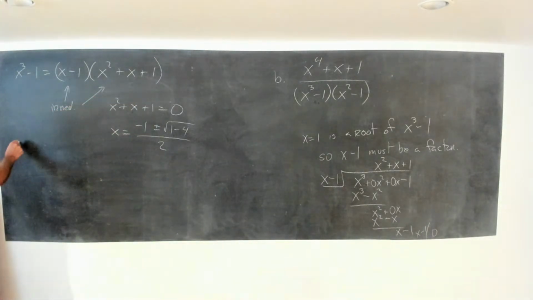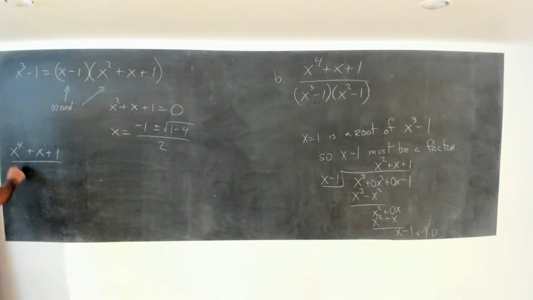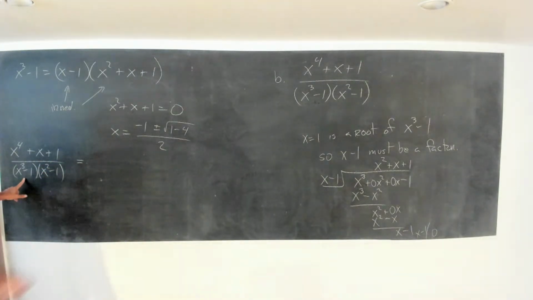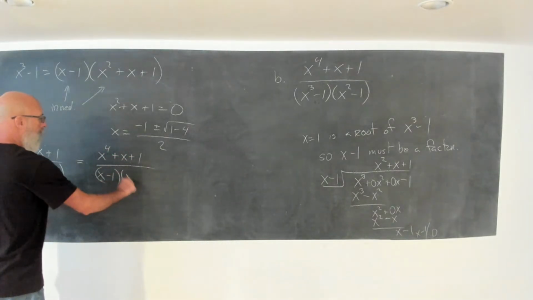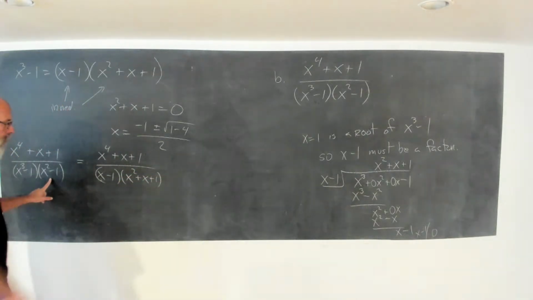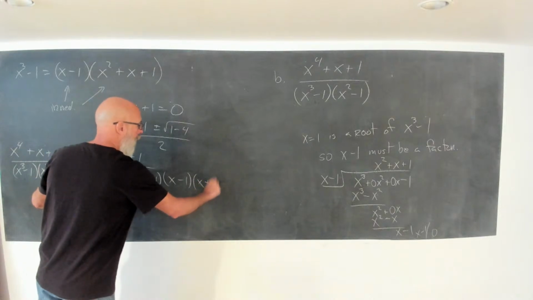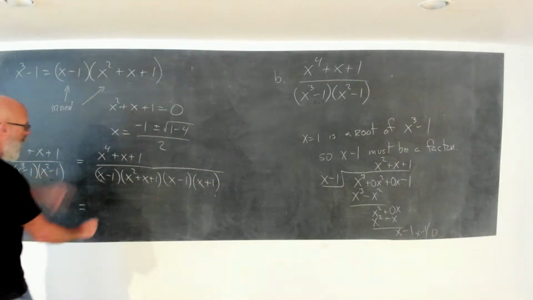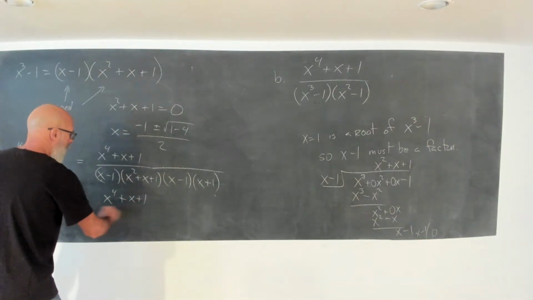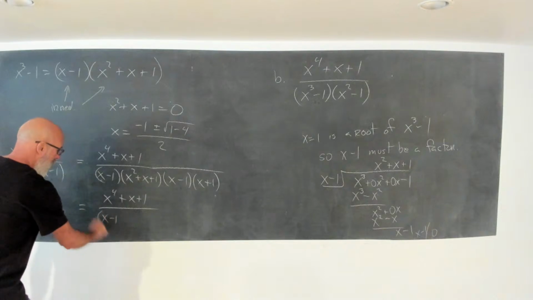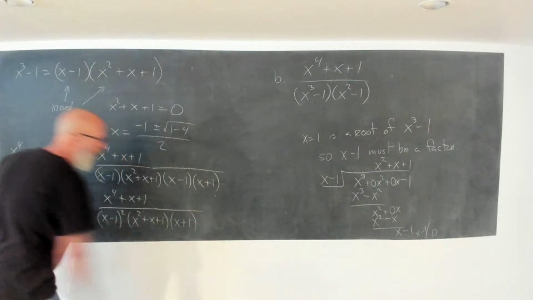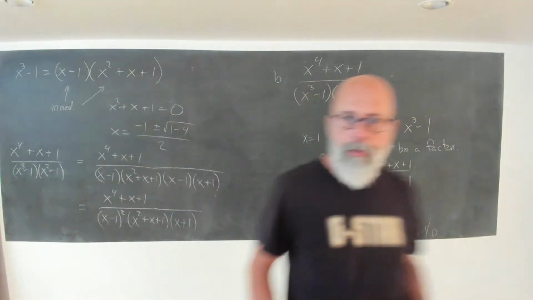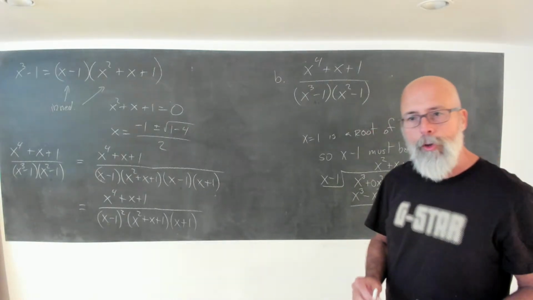And so the original x to the 4 plus x plus 1 over x cubed minus 1, x squared minus 1, this factors as x minus 1, x squared plus x plus 1. This factors as x minus 1, x plus 1. So you see that you really have two of the x minus 1s. There it is. So we've decomposed the denominator into a product of irreducibles.